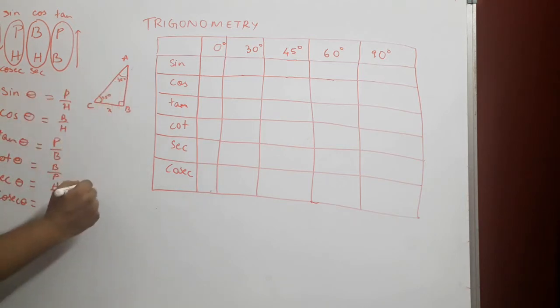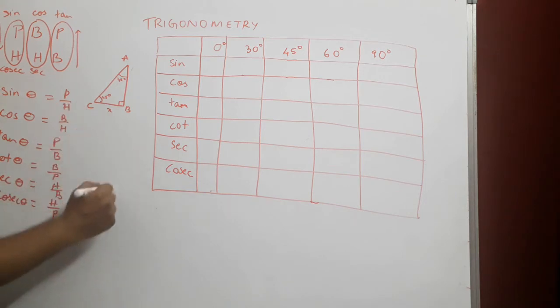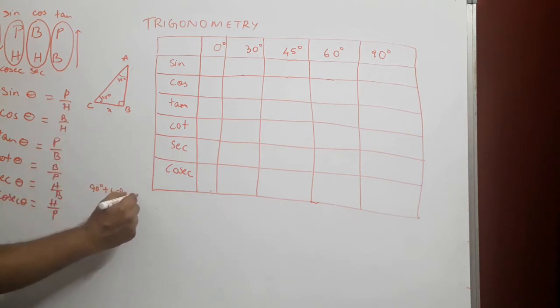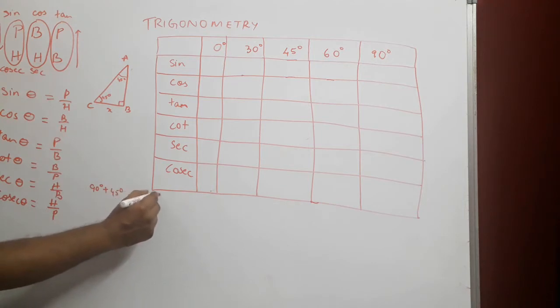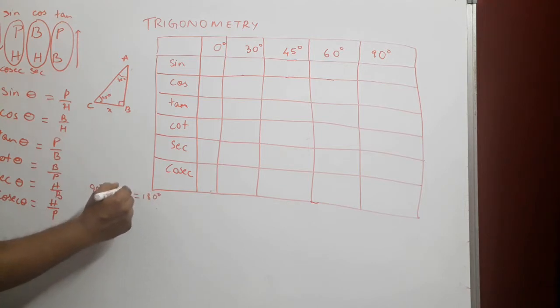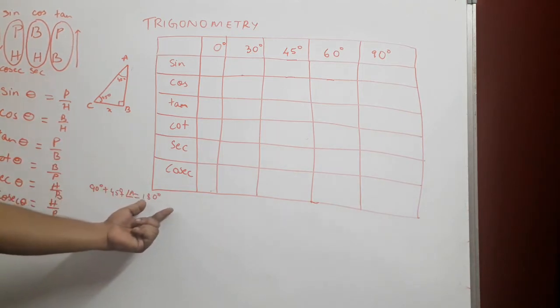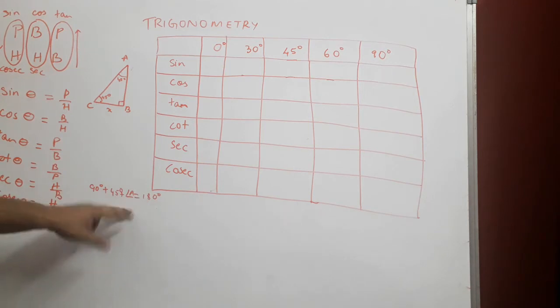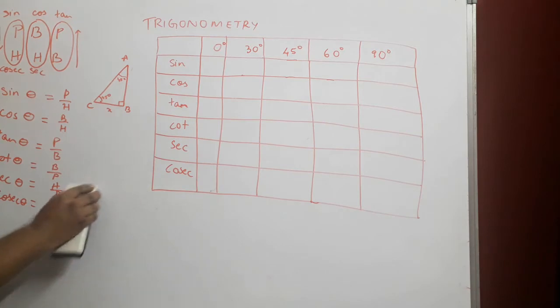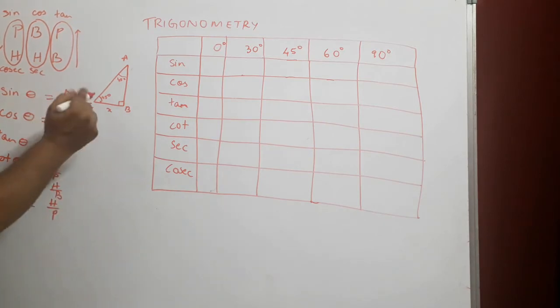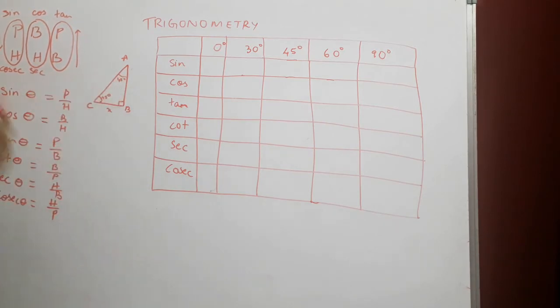So if we have angle B as 90 degrees and angle C as 45 degrees, and we know the sum total is 180 degrees, then we should easily be able to get angle A. So if we add this and then take it on the other side and subtract it from 180, we should get angle A equal to 45 degrees. So now we know that angle A is 45 degrees and angle C is 45 degrees. These two angles are equal.